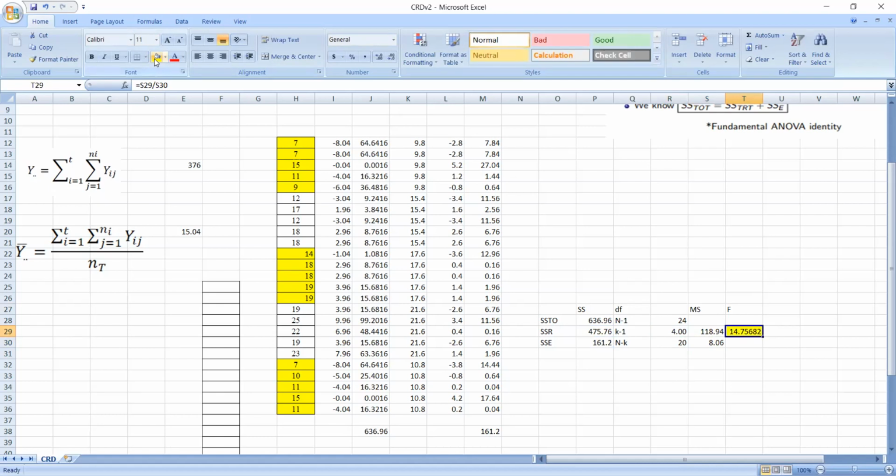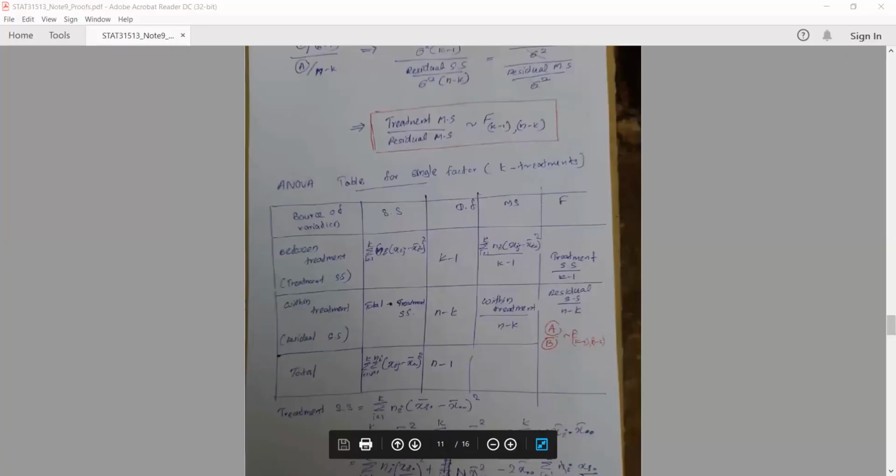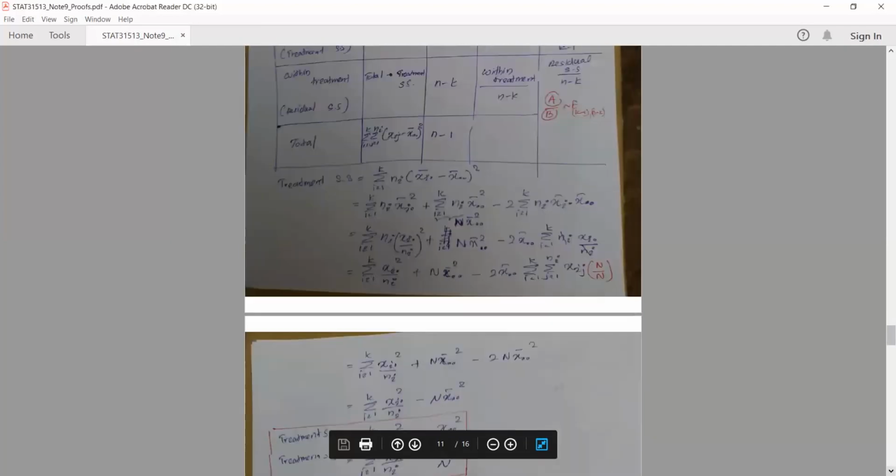Now we have to compare this with the table value. So we can see the numerator degrees of freedom is 4, the denominator degrees of freedom is 20. So you have to check the F table with these values, where alpha is equal to 0.05, and check what the table value is here. So in this case, I'll show you.